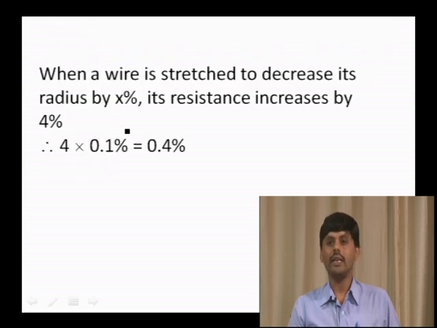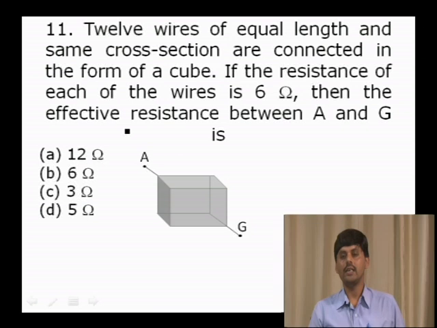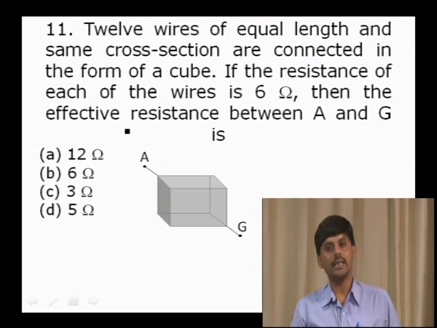So that is, when a wire is stretched to decrease its radius by x%, its resistance increases by 4x%. 4 into 0.1% is the original. Therefore, 4 into 0.1 is equal to 0.4%. This is already discussed in the synopsis.